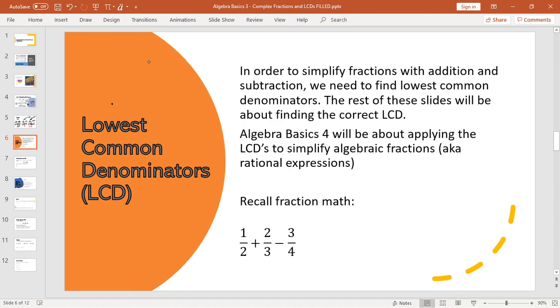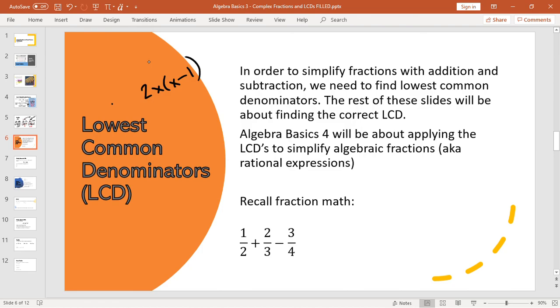So same deal, we need to do that, but suddenly our denominators could be something like 2x onto x minus 1. They could be algebraic, so it's a little bit messier. And our numbers aren't always going to be as nice. So for the rest of this slideshow, we're going to talk about finding lowest common denominators, and I'm going to leave simplifying algebraic fractions to the next one in Algebra Basics 4.